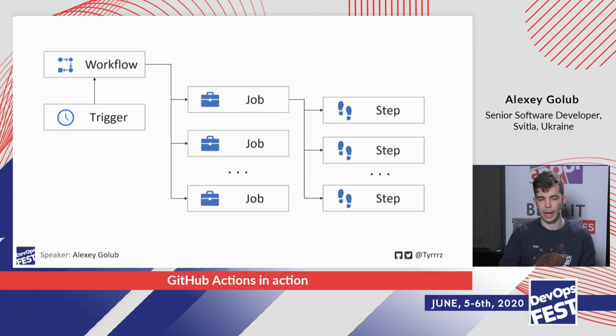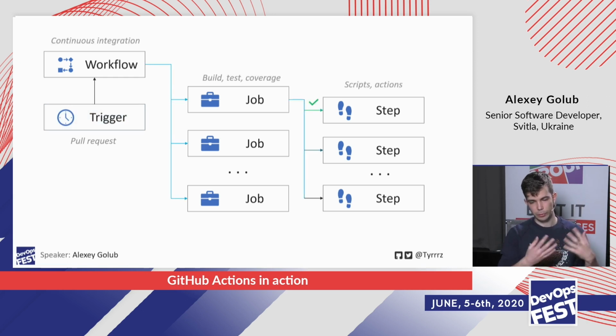But for example, let's imagine we will be running this workflow on every new push, or let's say pull request. And then whenever that happens, we want to run some CI workflow. So basically, we make a workflow that triggers on that event. And we'll set up jobs that do some build, test, coverage stuff. And inside of those jobs, we will have steps.